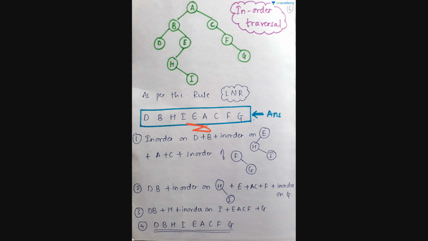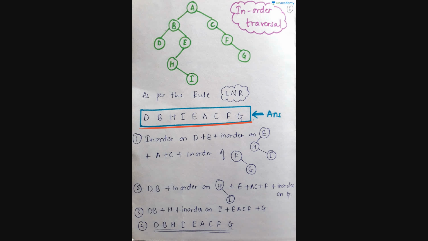Then we need the right side. The right side is C. It does not have any left node, so the main root node has to be written. Then C gives the subtree F, which is on the right hand side, so directly F is traversed. Later F has a right child, so G is traversed. So the total order for this is D, B, H, I, E, A, C, F, G. It's so simple. Just the technique we have to remember is, suppose for inorder the rule is L and R.